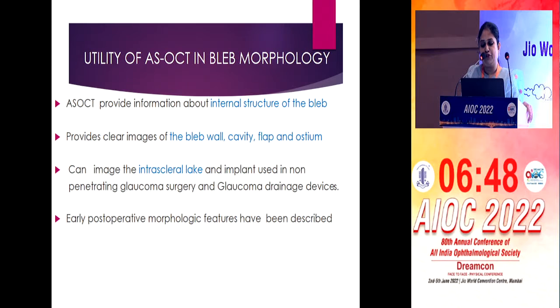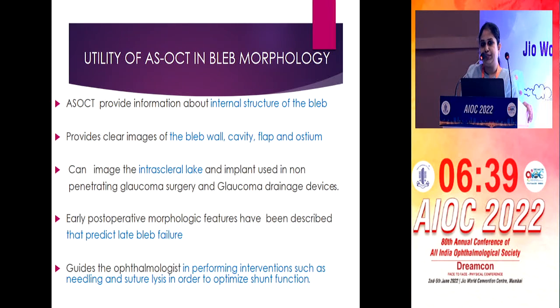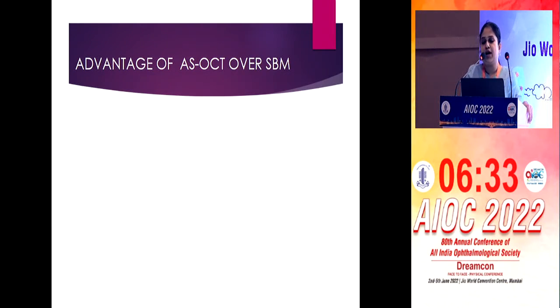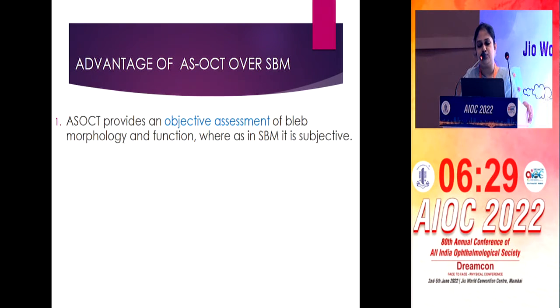Early postoperative morphological features have also been described by anterior segment OCT that can help to predict late bleb failure, that can guide the ophthalmologist in performing interventions such as needling and suturelysis at an appropriate time in order to optimize bleb function. So anterior segment OCT is preferred over slit lamp examination, as it provides an objective assessment of the bleb morphology and function.